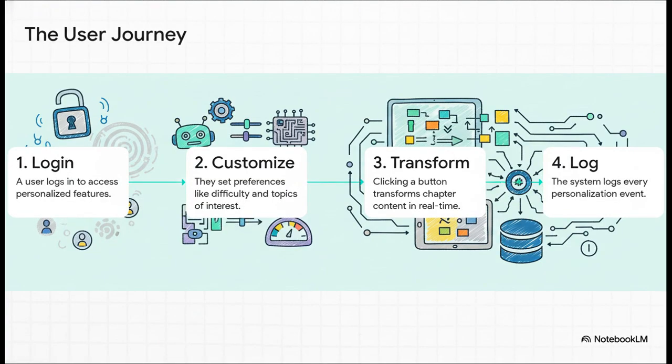So here's how it works from your point of view. It's actually super simple. First, you log in. Then you tell it what you're interested in, maybe robotics and AI, and you set your difficulty level. You click a button and boom, the chapter content just instantly changes to match what you wanted. All the while, behind the scenes, the system is logging everything.